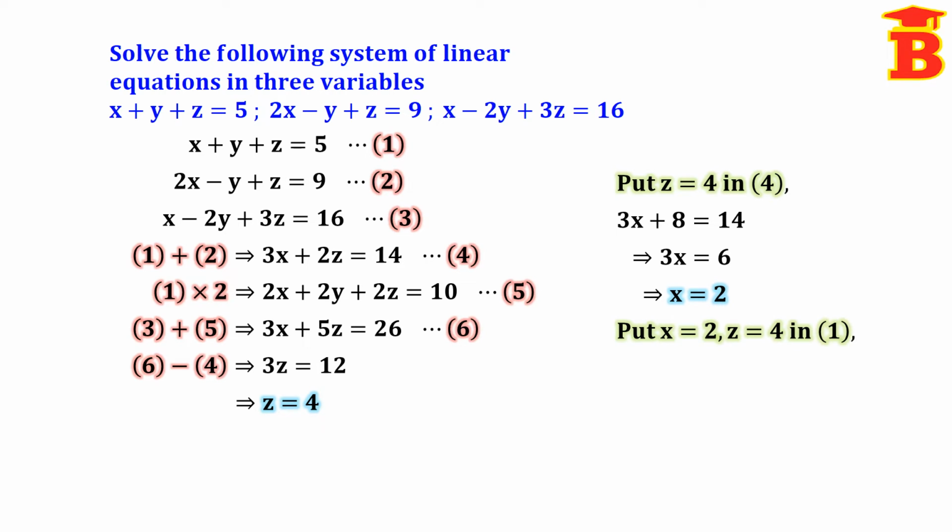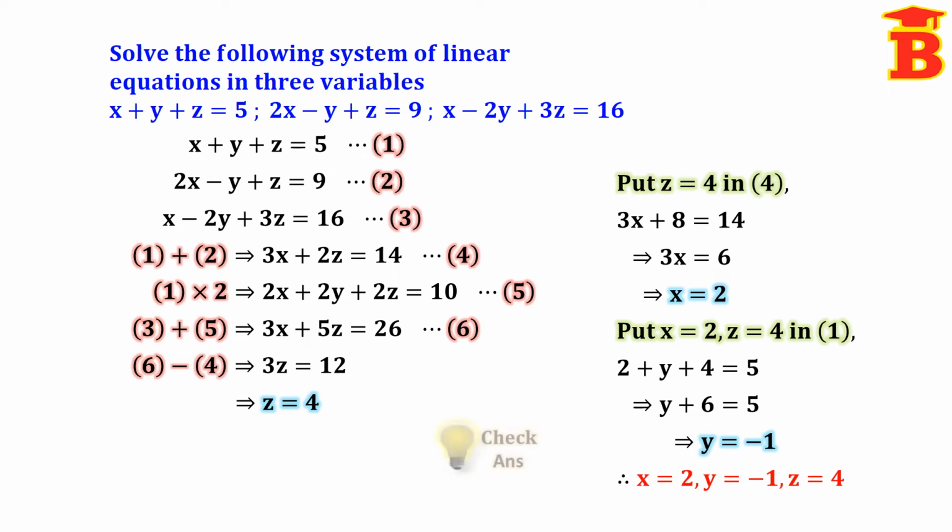Now put x equal to 2 and z equal to 4 in the first equation. That is x value 2 plus y plus z value 4 equal to 5. This 2 plus 4, 6. Plus 6 take to the right side, minus 6. 5 minus 6, minus 1. So the y value is minus 1. Finally, write the answer: x is equal to 2, y equal to minus 1 and z equal to 4.